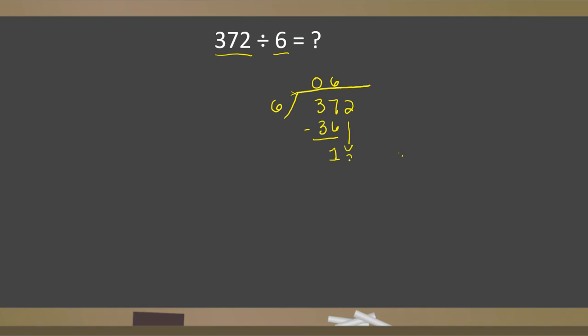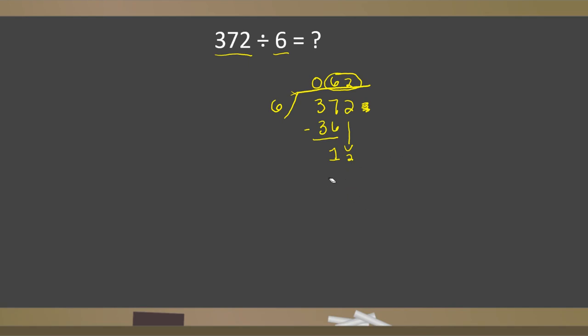I have a 2 up here. I need to bring that down. Now I need to figure out how many times does 6 go into 12. Well, 6 goes into 12 2 times. 6 times 2 is 12. I subtract it out. I get 0. I have no more numbers up here. A 0 down here. So I don't have a remainder. My answer is going to be 62.